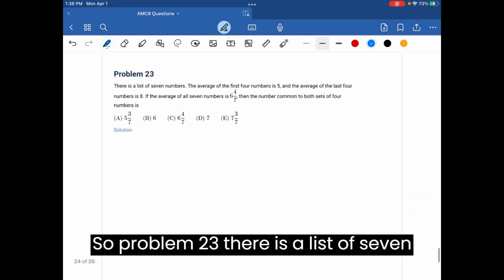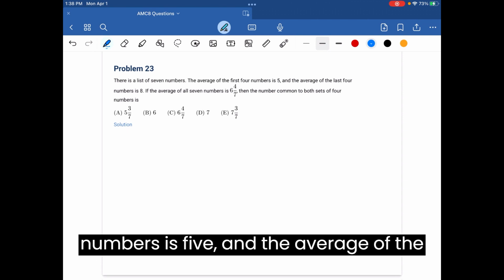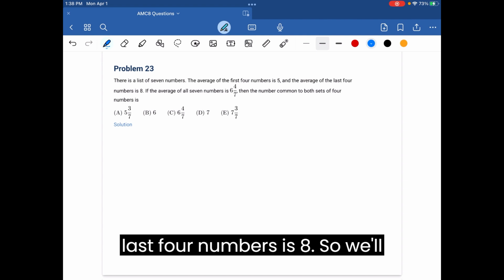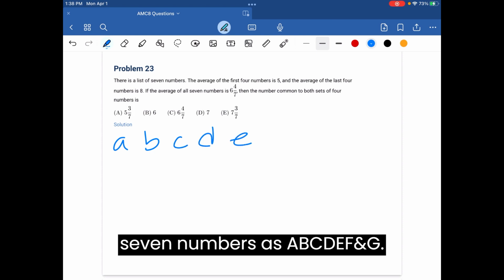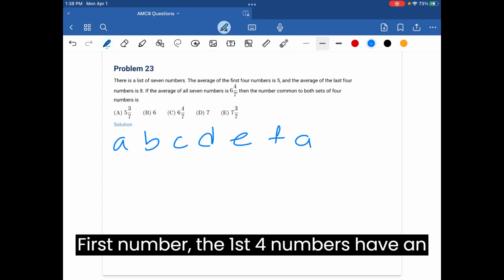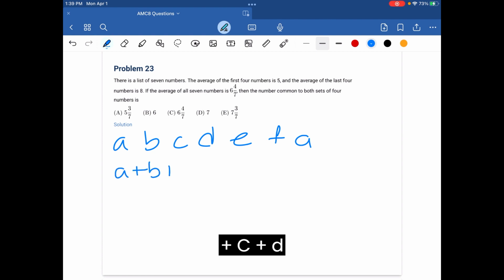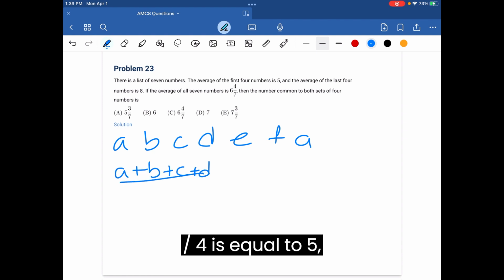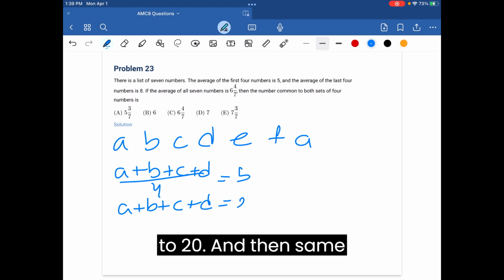So problem 23. There is a list of 7 numbers. The average of the first 4 numbers is 5, and the average of the last 4 numbers is 8. So we'll just denote the 7 numbers as A, B, C, D, E, F, and G. The first 4 numbers have an average of 5. So A plus B plus C plus D divided by 4 is equal to 5, or A plus B plus C plus D is equal to 20.